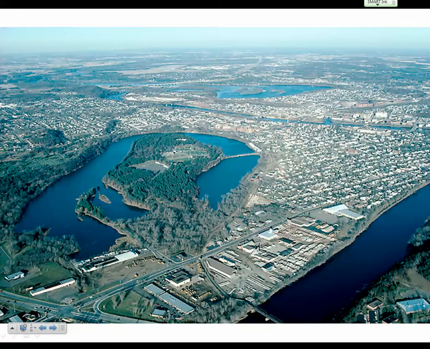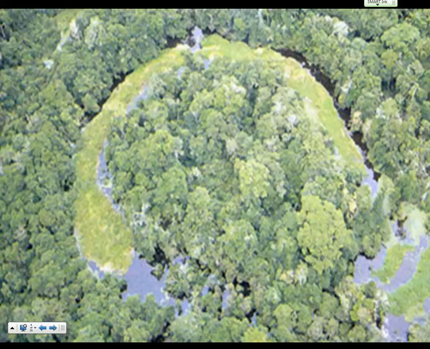And in this picture you can see some oxbow lakes. The main river channel is on the bottom right-hand side of the screen. The oxbow lakes are up above. There's another oxbow lake, which is probably drying out and will form a meander scar at some point.